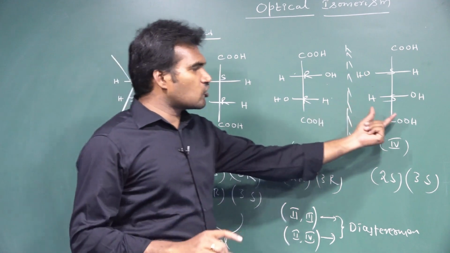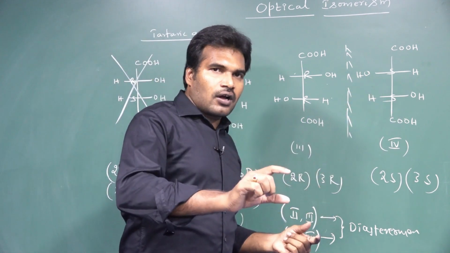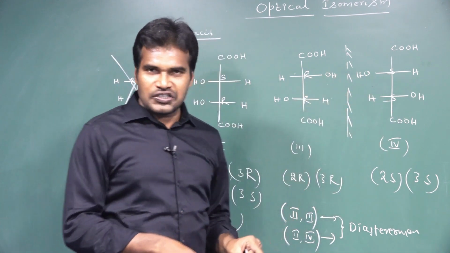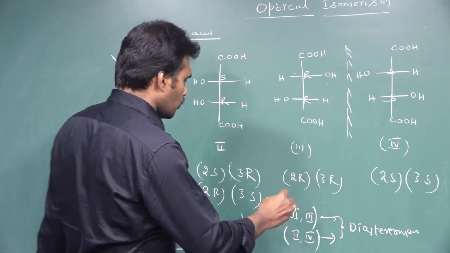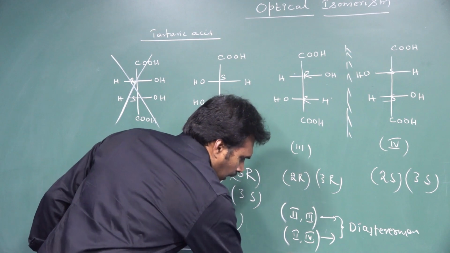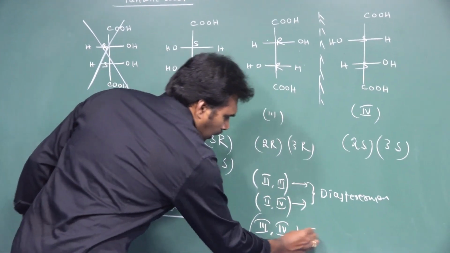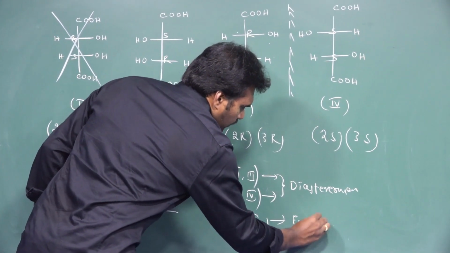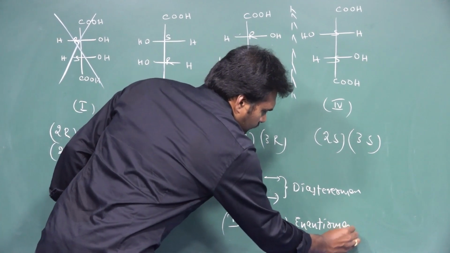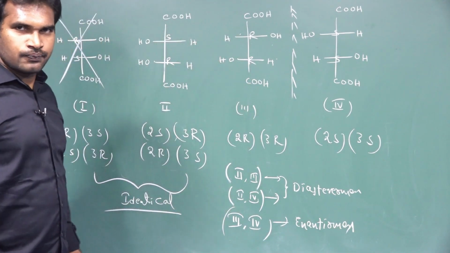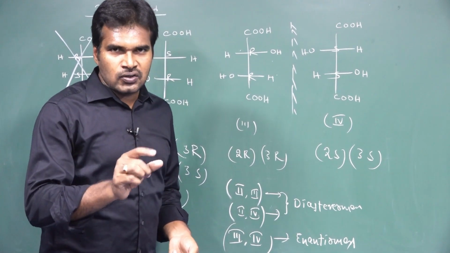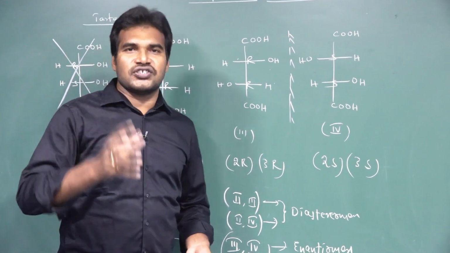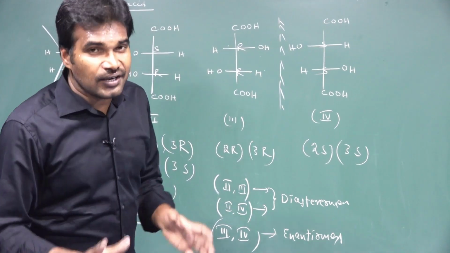If the pair of stereoisomers are mirror images to each other, then what do we call that pair of compounds? Enantiomers. So the compounds 3 and 4, this pair, we call enantiomers. Enantiomers are nothing but the stereoisomers which are mirror images to each other.